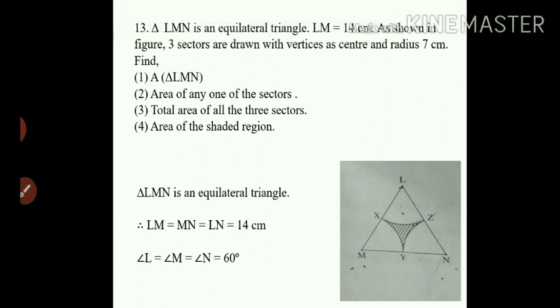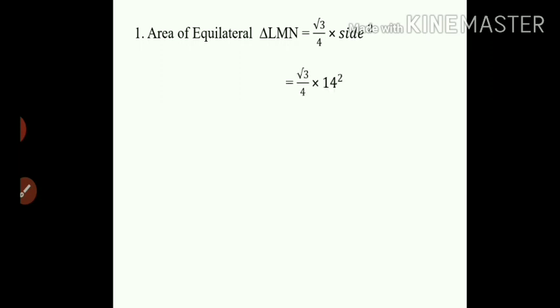So see students, the area of an equilateral triangle, the formula is root 3 upon 4 into side square. This is the formula. So root 3 is the constant value, upon 4 into side square. Side is given 14 centimeter. So root 3 upon 4 into 14 square, which is 196. Now when I divide 196 by 4, I get 49.